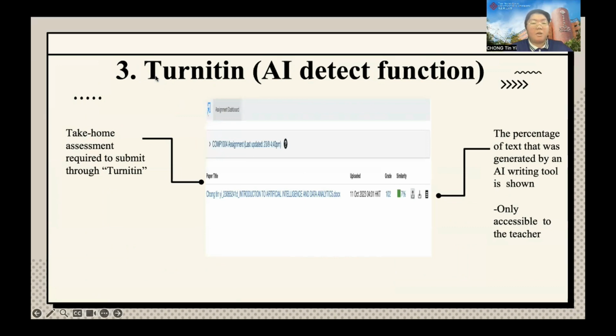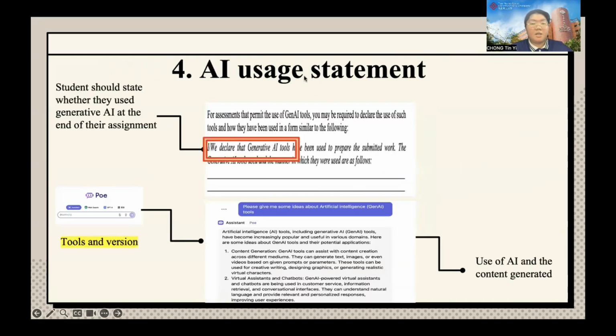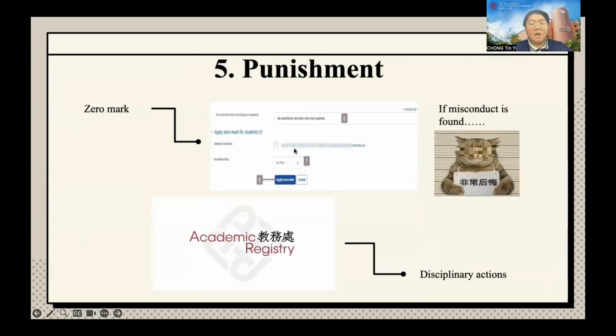Also, let's move on to talk about the Turnitin AI detection function. The take-home assignment requires submission to Turnitin, and the percentage of the text that was generated by AI is shown, and it's only accessible to the teacher. Also, the AI use statement. Students should state whenever they use generative AI at the end of the assignment, and the statement should include the versions and the use of AI and the context generated. Finally, punishment. If misconduct is found, the student will receive zero marks in their assignment, and there may be some other punishment actions.